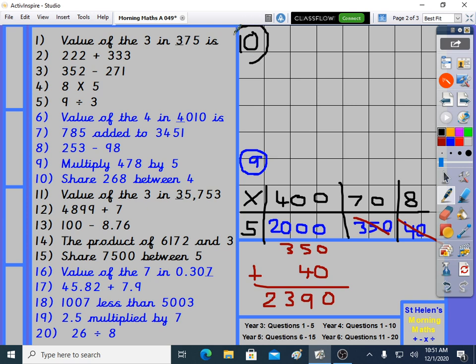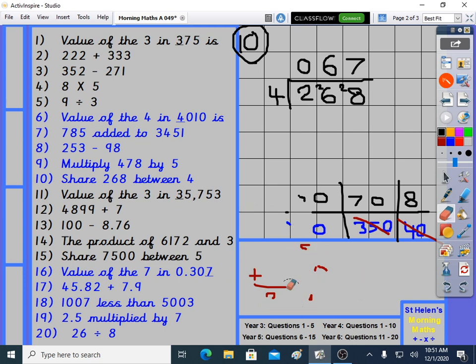Share again, divide as usual. 268 shared between 4, divide between 4. 4 can't fit into 2, it's too big. So you put a 0 and you carry the 2 on. How many 4s in 26? 4, 8, 12, 16, 20, 24. That is 6 that went into 24, remainder 2. And 4 fits into 28 perfectly. 4, 8, 12, 16, 20, 24 and 28 is 7. So our answer is 67.